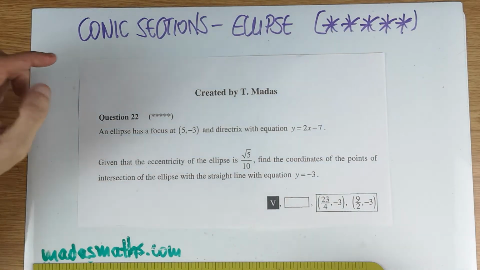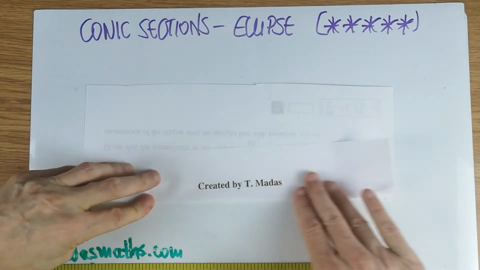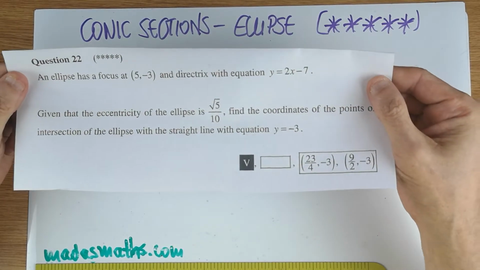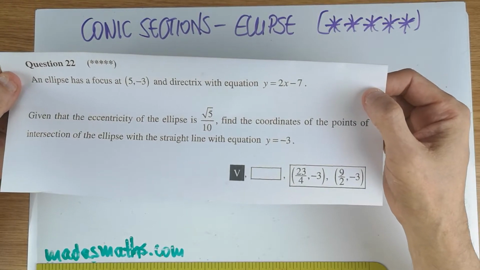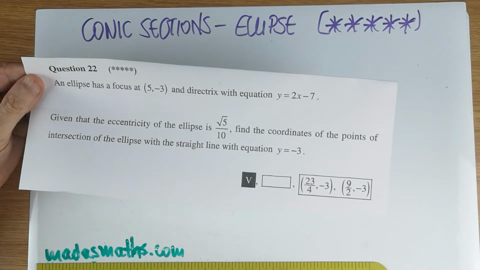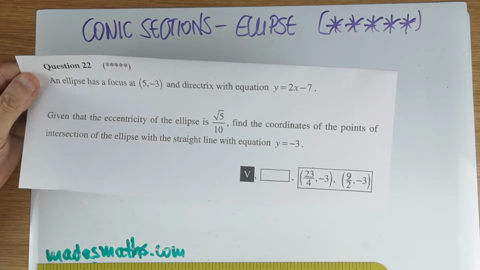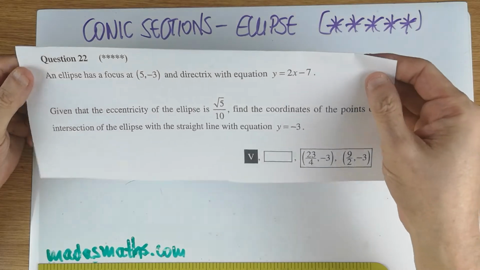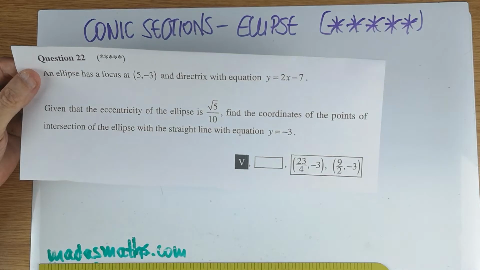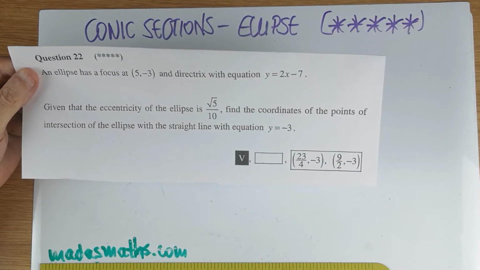This is a 5-star problem. It's a recent question that I think went into one of the FP3 papers. An ellipse has a focus at (5, -3) and directrix with the equation y = 2x - 7. If the eccentricity of this particular ellipse is root 5 over 10, find the coordinates of the point of intersection of the ellipse with a straight line with equation y = -3.